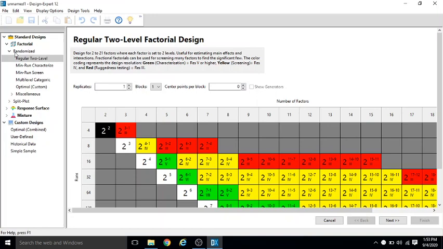But if your aim is to go for the optimization, then there are three options available. So first one is Box-Behnken method. Second one is central composite design method. And the third one is three-level factorial design.